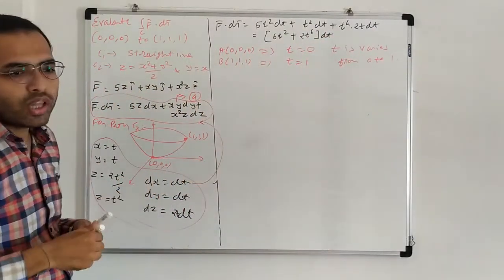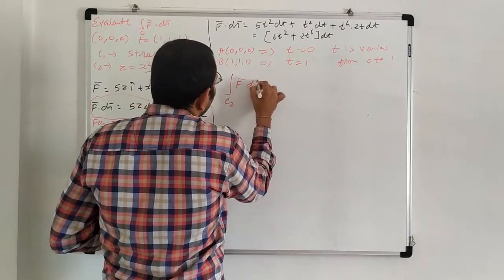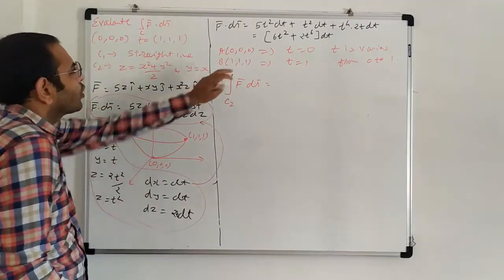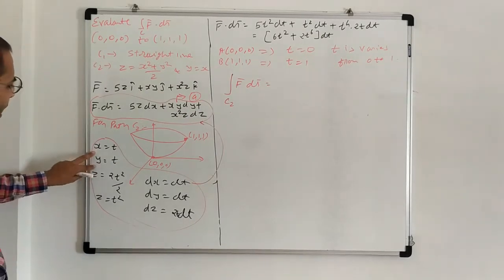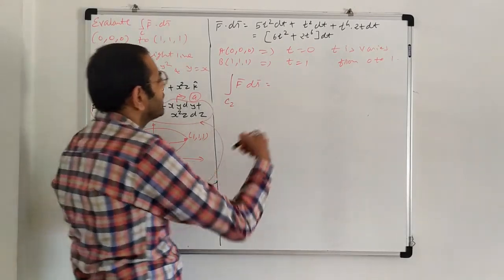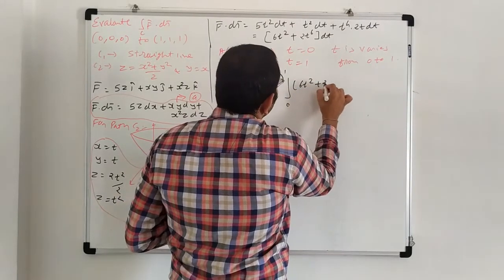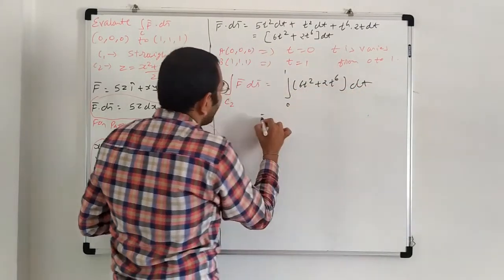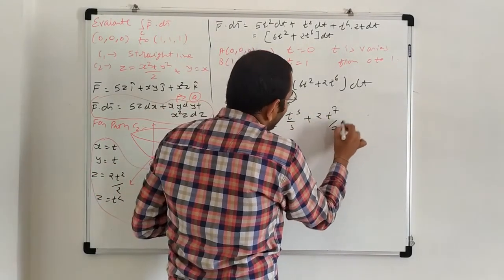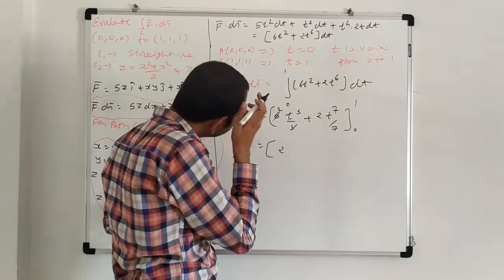Now, according to part 2, the integral over C2 of f bar dr equal to, here t varies from 0 to 1. Substitute the values: at (0, 0, 0), t is 0, and at (1, 1, 1), t is 1. Then the limit is also 0 to 1. The function is 6t squared plus 2t raised to 6 dt. Then integral of t raised to 3 by 3 plus 2t raised to 7 by 7, from 0 to 1.